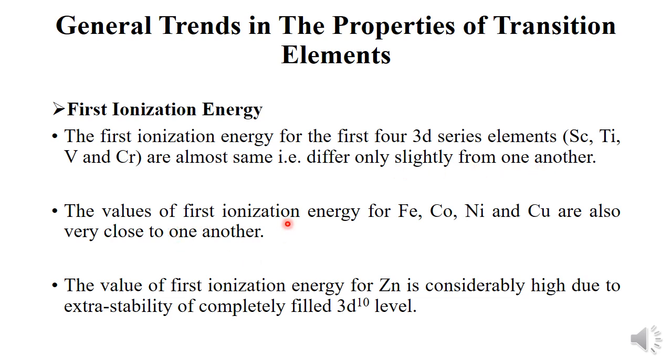Whereas the values of the first ionization energy for iron, cobalt, nickel and copper are also very close to one another. While in the case of zinc, the value of the first ionization energy is considerably high due to the extra stability of the completely filled 3d10 level, as zinc has a completely filled d orbital. So in this case it is very difficult to remove the outer electrons. So in that case the first ionization energy is very high.